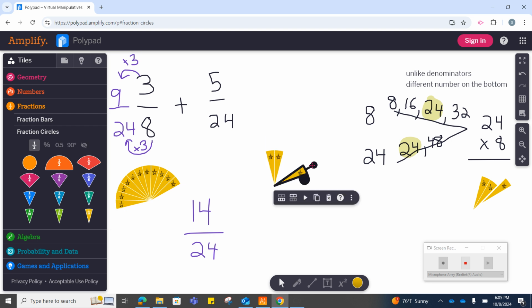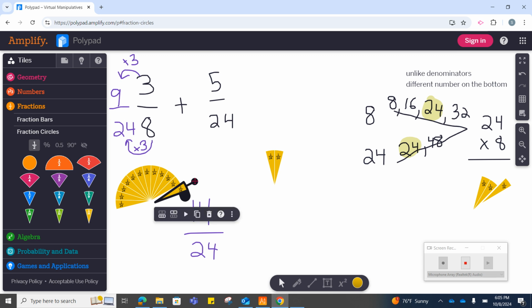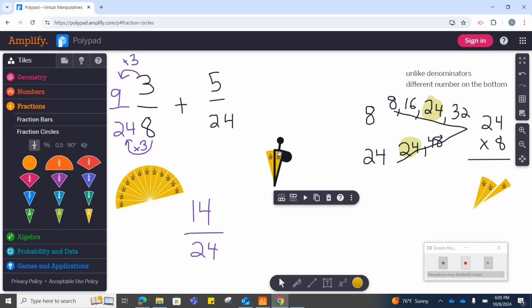You can start to see I'm going to have more than a half, right? Start to see that that takes up more than half a circle. So that is 14/24ths. I can also simplify that.